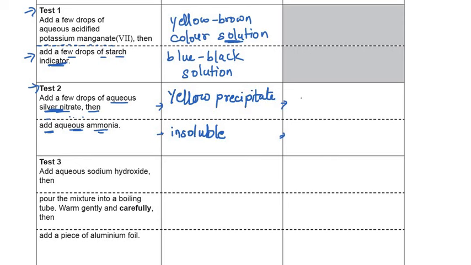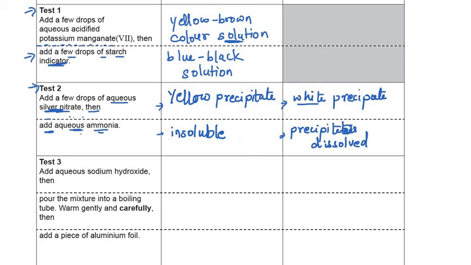Now if we are performing the same test with the FA8, the observation which we got is white precipitates. White precipitates are observed. So for this white precipitate, again we have to test the solubility with aqueous ammonia, and here we observe that the precipitates dissolve. So we need to write: precipitates dissolve.